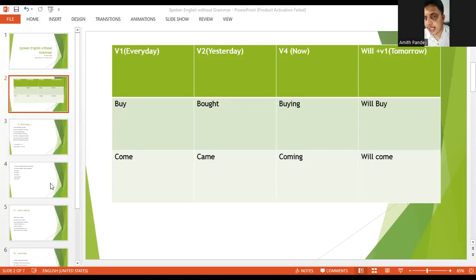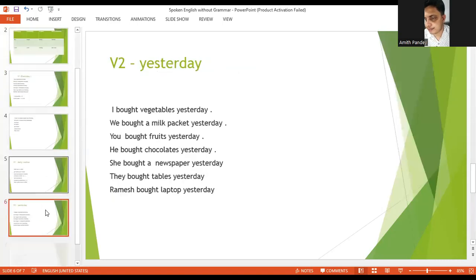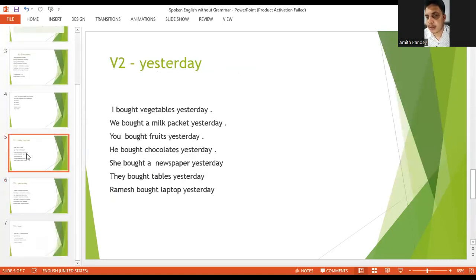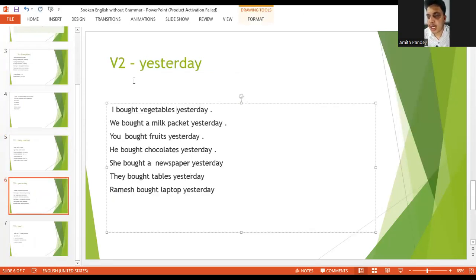Then after, we have something called, see, let me show you about the V2. Yeah, here it is. I bought vegetables yesterday. So the same subject you can use. I bought, we bought, you bought, he bought, she bought, they bought, Ramesh bought. Then whatever the things they bought, you can use: I bought vegetables yesterday. Even you may say I bought a car, I bought a notebook, even we bought. So these things, I mean the subjects, never change: I, we, you, he, she, they, and name.